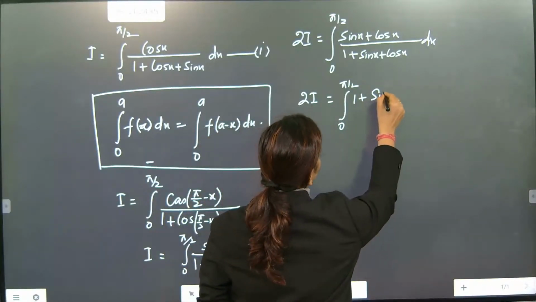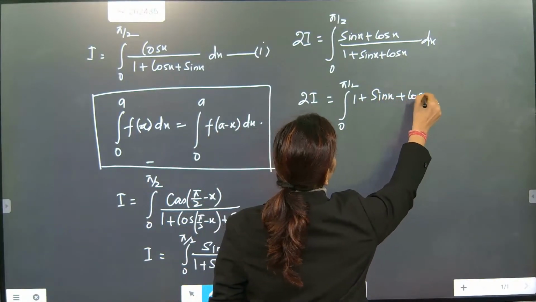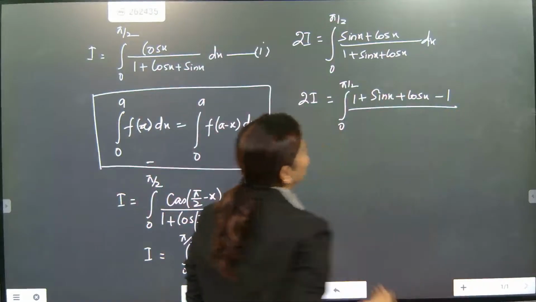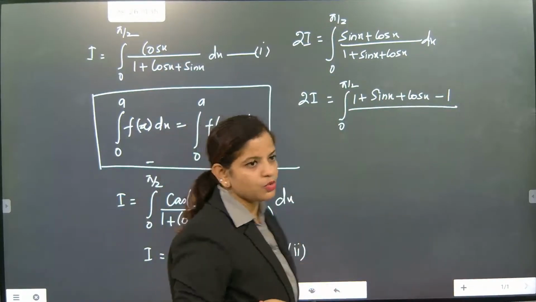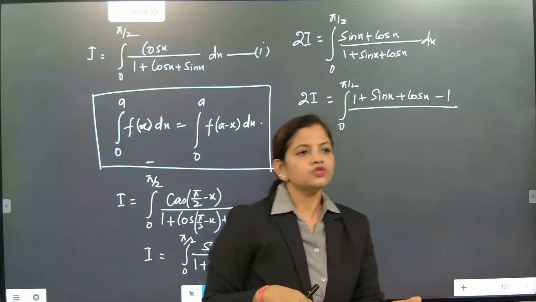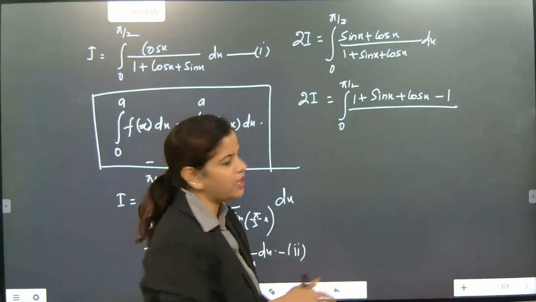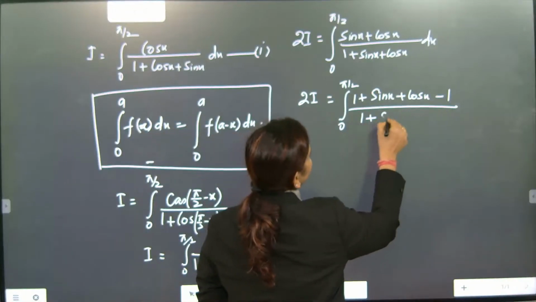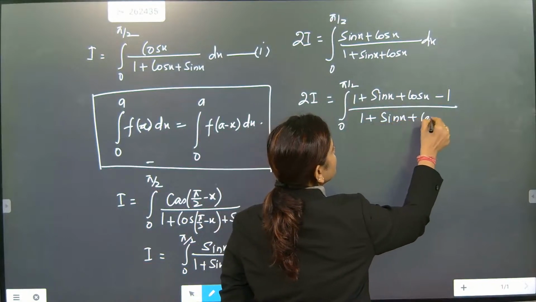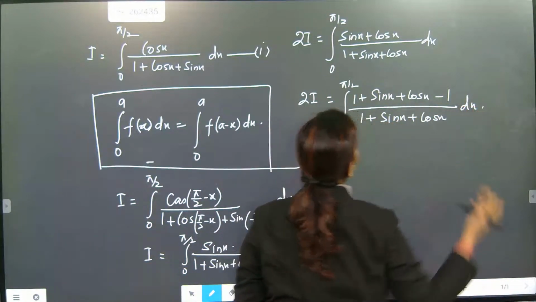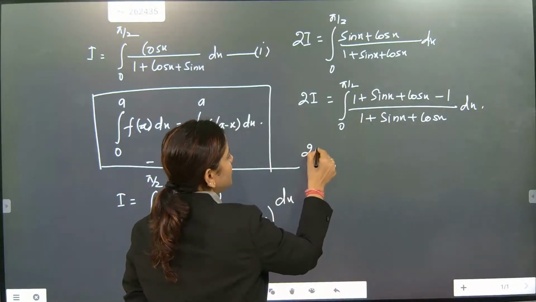So 1 plus sin x plus cos x minus 1. I added 1 on its own and I subtracted it also. So is it going to impact us? We are going to check the impact level. It is coming as 1 plus sin x plus cos x dx. First we will separate it, then only we will be able to solve.